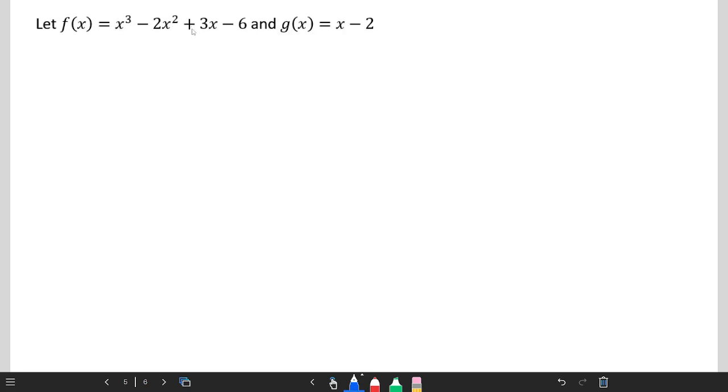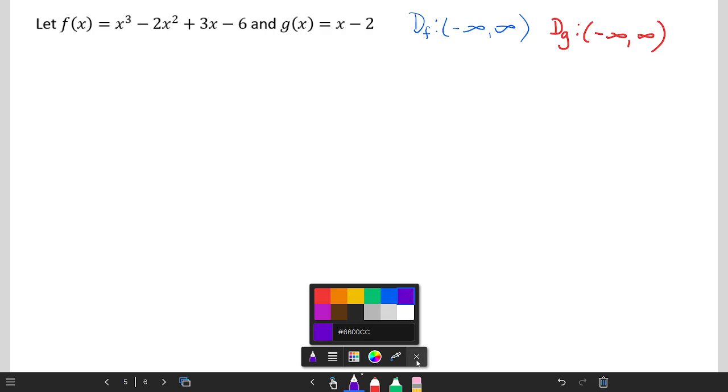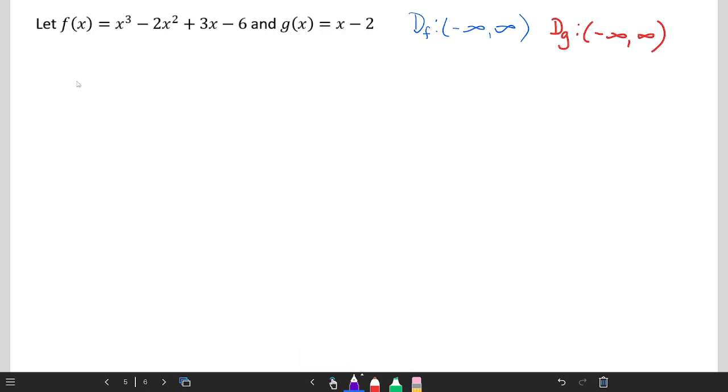All right, here we have two polynomials. We don't have a denominator to worry about. We don't have a root to worry about. So the domain for both of these is all real numbers. So the domain of f is all real numbers, and the domain of g is all real numbers as well. So when we add, subtract, or multiply these functions, we're not going to have any sort of restriction on the domain. We're still going to be able to use all real numbers.